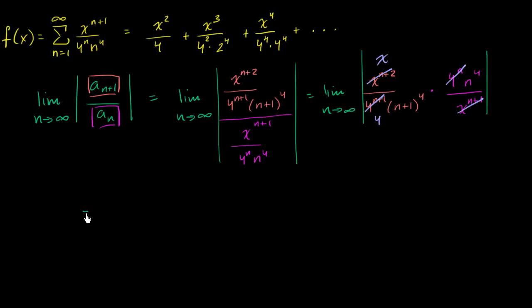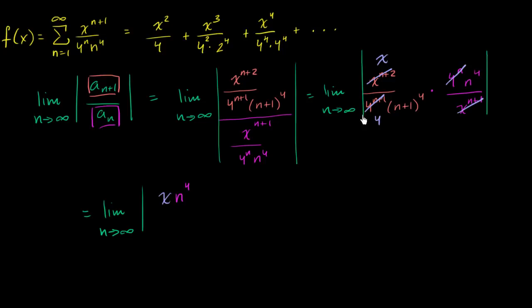This is going to be equal to the limit as n approaches infinity of the absolute value of, we're going to have x times n to the fourth in the numerator. So let me write that down. We're going to have x times n to the fourth in the numerator. And in the denominator, I'm going to have 4 times n plus 1 to the fourth. Well, what's that going to be?